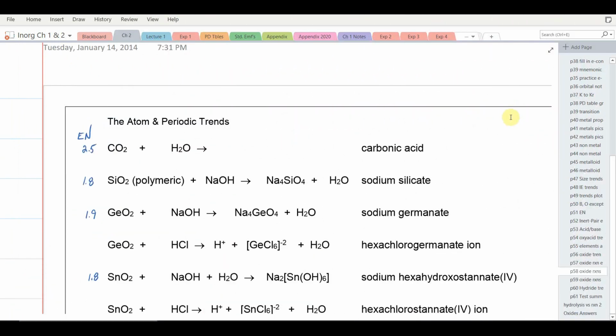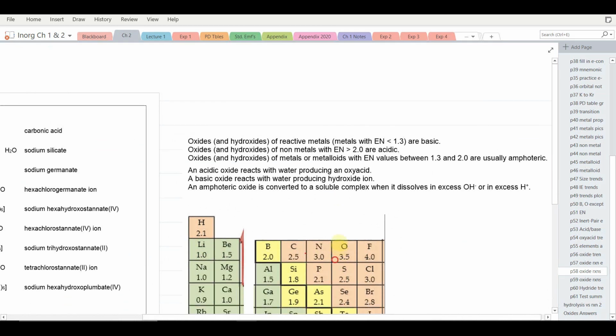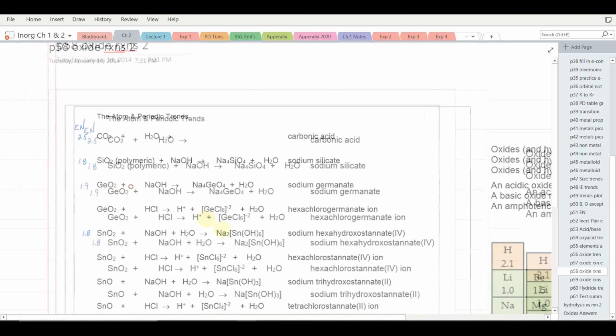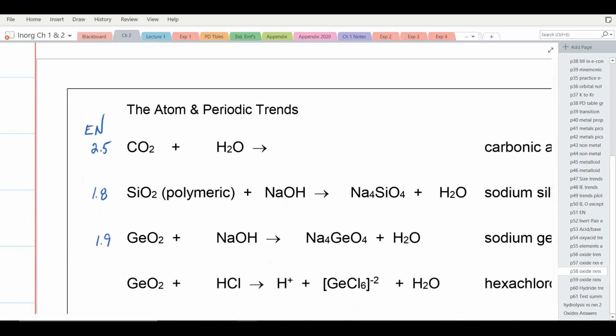Page 63. Carbon dioxide. Now carbon's in group 4A. It has electronegativity of 2.5. Carbon is clearly a nonmetal. Recall that oxides of nonmetals with electronegativity greater than 2 are acidic. So carbon dioxide should be acidic. In fact, it is. Carbon dioxide in water just combines to make carbonic acid. And that's balanced.